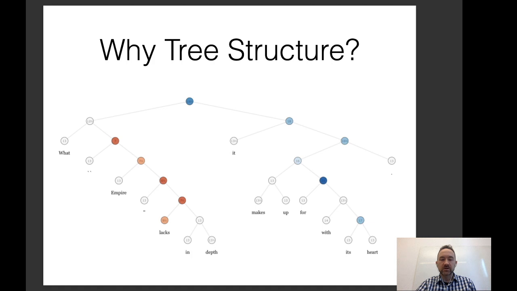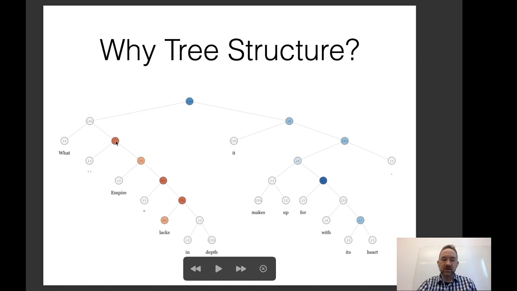One example is this one here, from the Stanford Sentiment Treebank, where we have a sentence with words, and then we have the individual sentiment for each of the underlying phrases in the parse tree. What you can see is we have something like "lacks in depth," which is a very negative sentiment. "Empire lacks in depth" is still a negative sentiment. But then over here we have "its heart," or "it makes up for it with its heart." So basically this is a very positive sentiment.